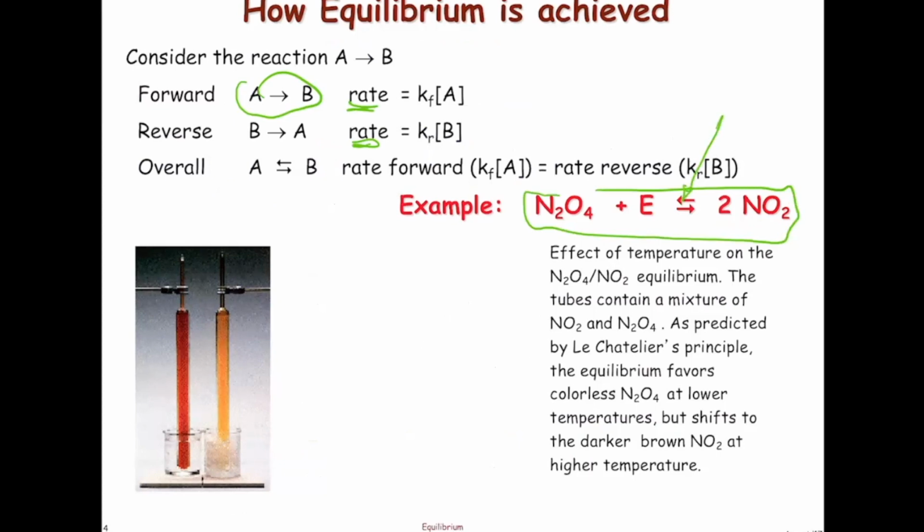The E on the reactant side tells you this is an endothermic reaction. Energy is a reactant. Delta H is positive. You learned that from kinetics. And then this is an equilibrium reaction where dinitrogen tetraoxide forms nitrogen dioxide. But you form two nitrogen dioxide for that reaction to be balanced.